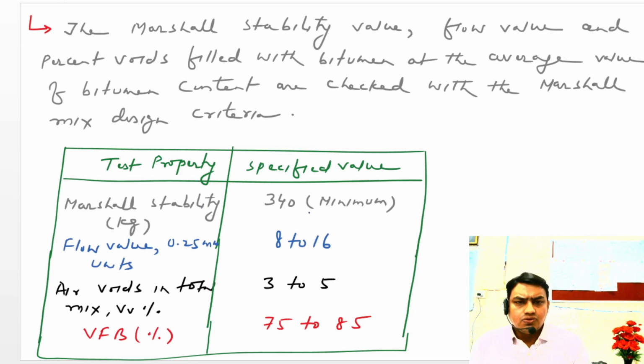Marshall stability value, the specified minimum value is 340. Flow value, in 0.25 mm units, should be 8 to 16. Air voids, or VV, in between 3 to 5, and voids filled with bitumen in between 75 to 85. Once we have computed the value of Marshall stability, flow value, VV and VFB, we have to check whether they are under the specified value or not.